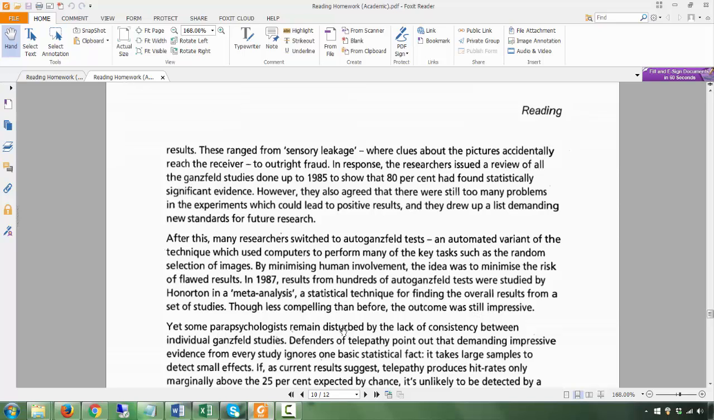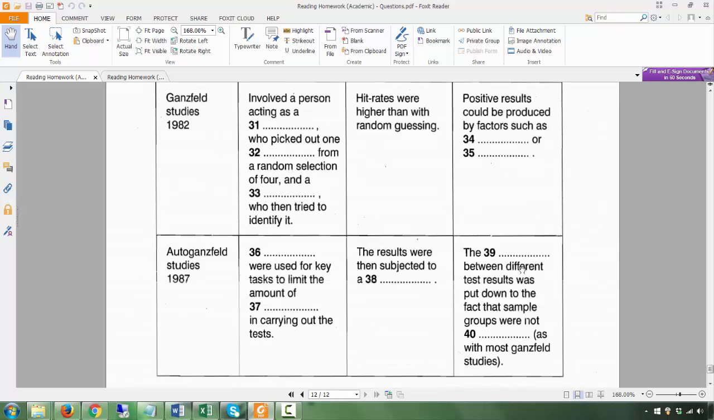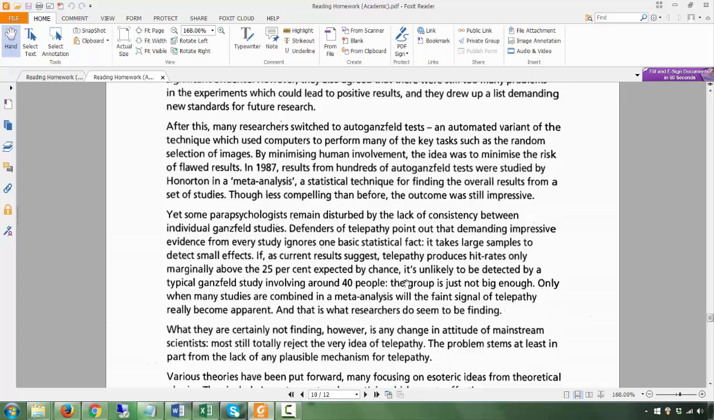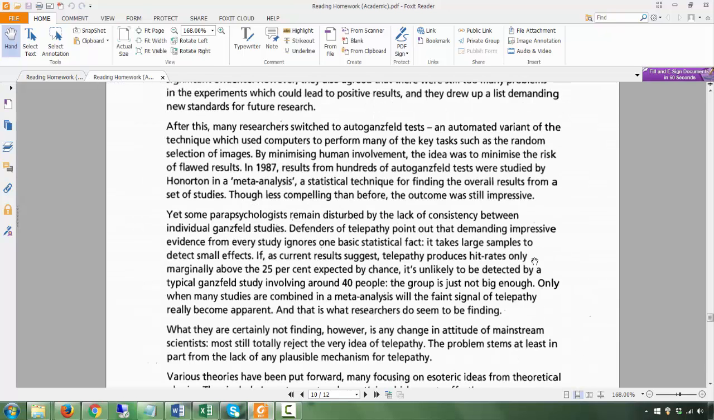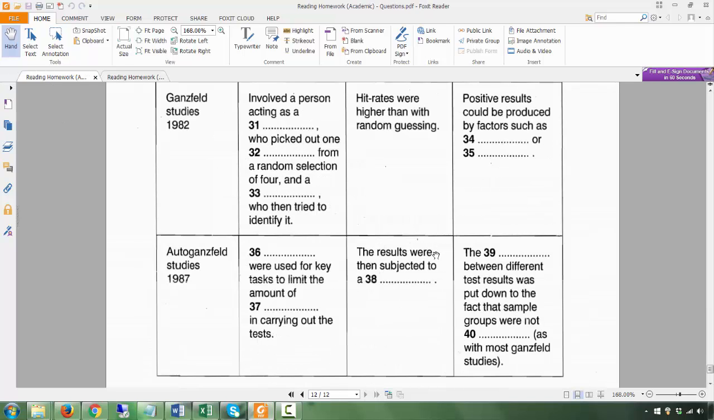Yet some parapsychologists remained disturbed by the lack of consistency. How many words do you have here? No more than 3 words. So the lack of consistency between different test results was put down to the fact that sample groups were not big enough, as with most Ganzfeld studies. Not big enough. All right, so that is the end.